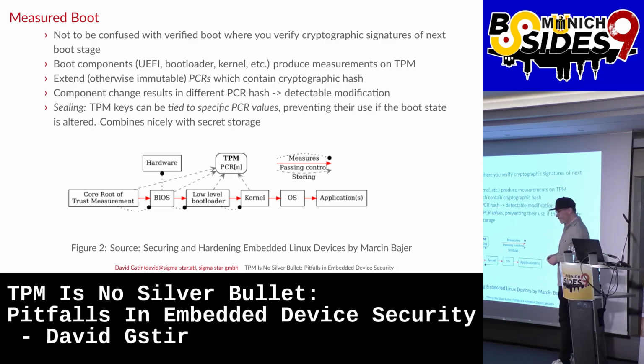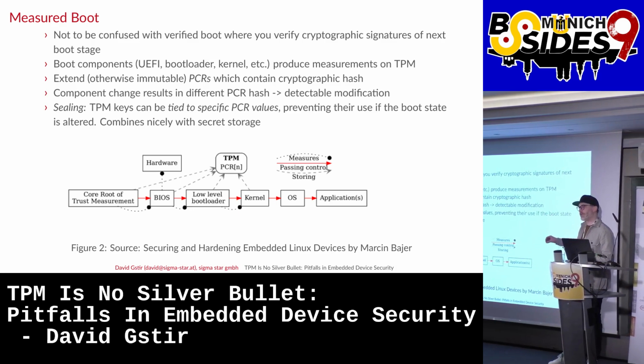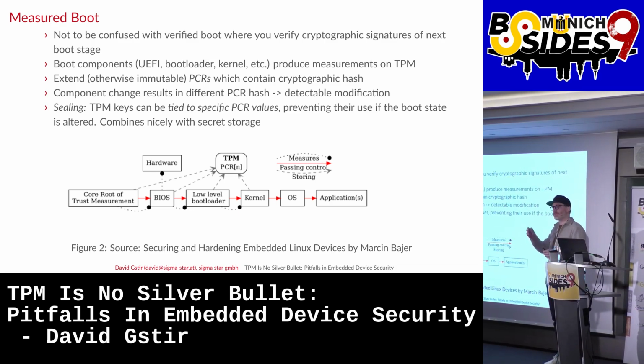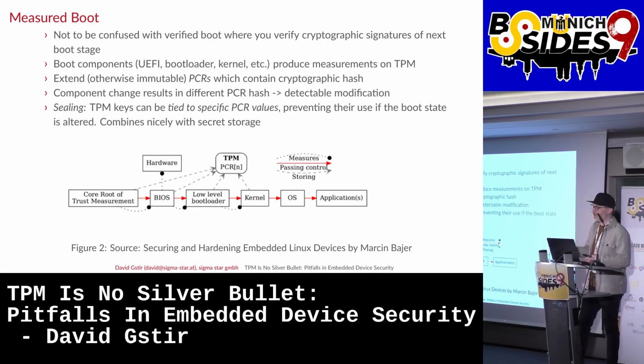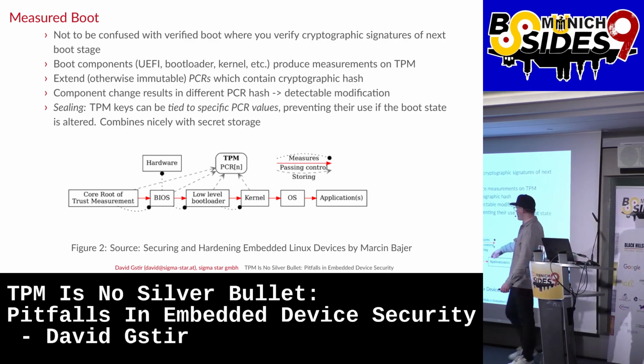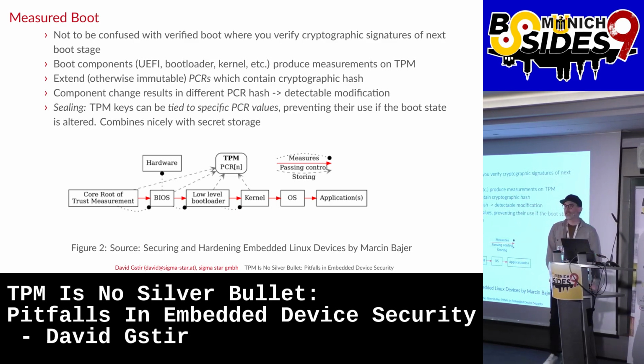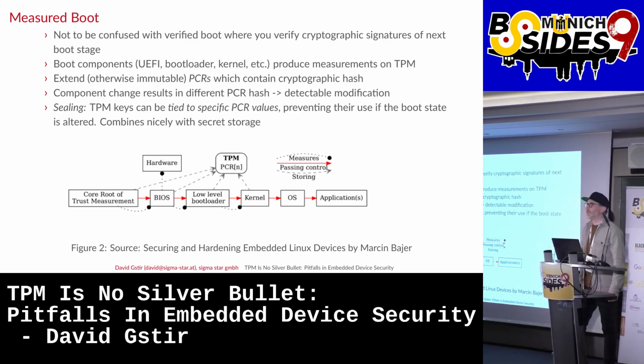You can use those PCR values in the binding process or during the encryption, so that you tell the TPM those PCR registers have to have these values for that key to be decrypted. If they don't have the value, so if somebody has, let's say, changed the kernel or changed the bootloader, the TPM will not decrypt your key.